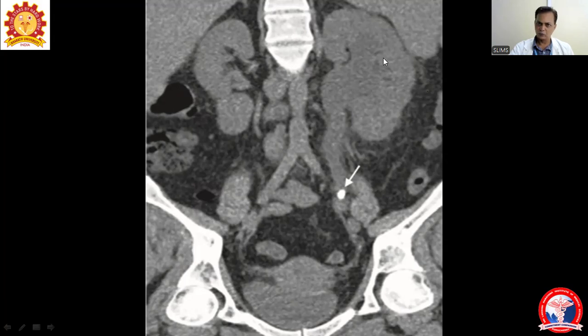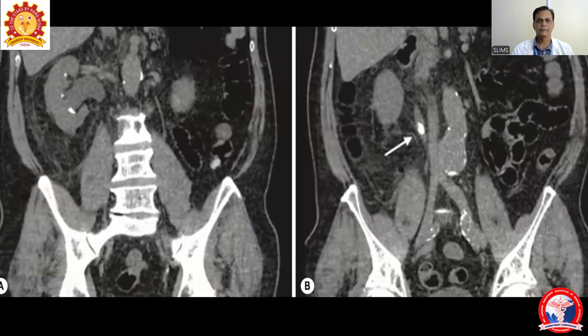The renal calculus has gone down to the ureter and obstructed. Now it is called a ureteric calculus. We'll see the next image. So that was on the left side. Here we are getting to see obstruction on the right side, the right ureteric region. These are again coronal images.